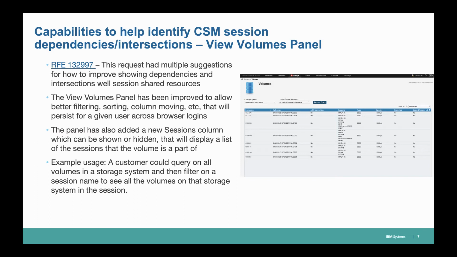So the first one I want to talk about is in the View Volumes panel. We've overhauled the table itself. So now you can filter it, move columns, and sort. Before it was a very generic table that only held the base data of the username, volume, type, etc. Now you can manipulate it, and those manipulations will persist for that same user across different browser logins on that same browser in the same system.